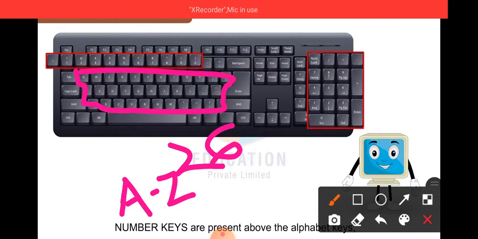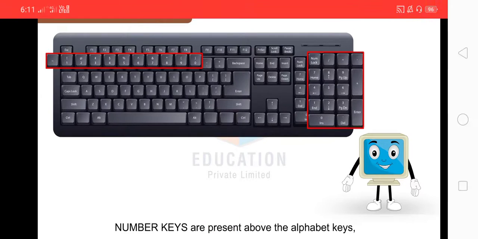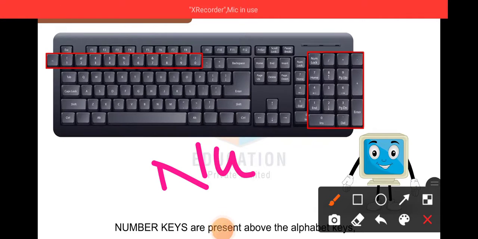Okay students, then if we talk about the number keys, the number keys are already marked on your screen with red. This one and this one are two types of number keys that are shown on your screen. These keys are used to type numbers. The number keys are also called numeric keys.